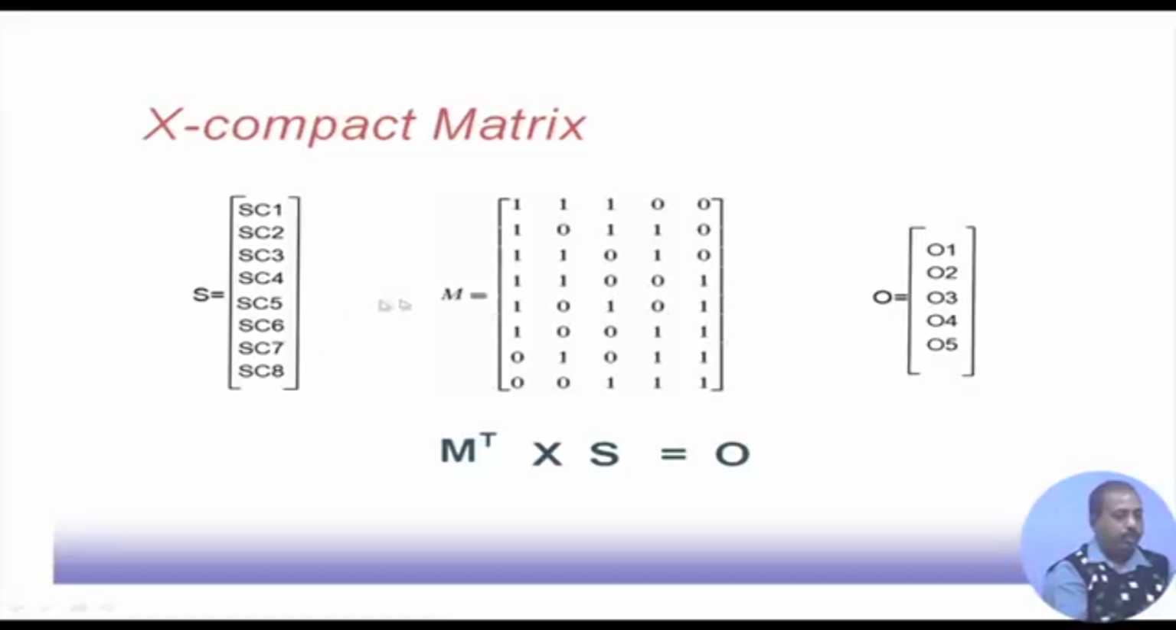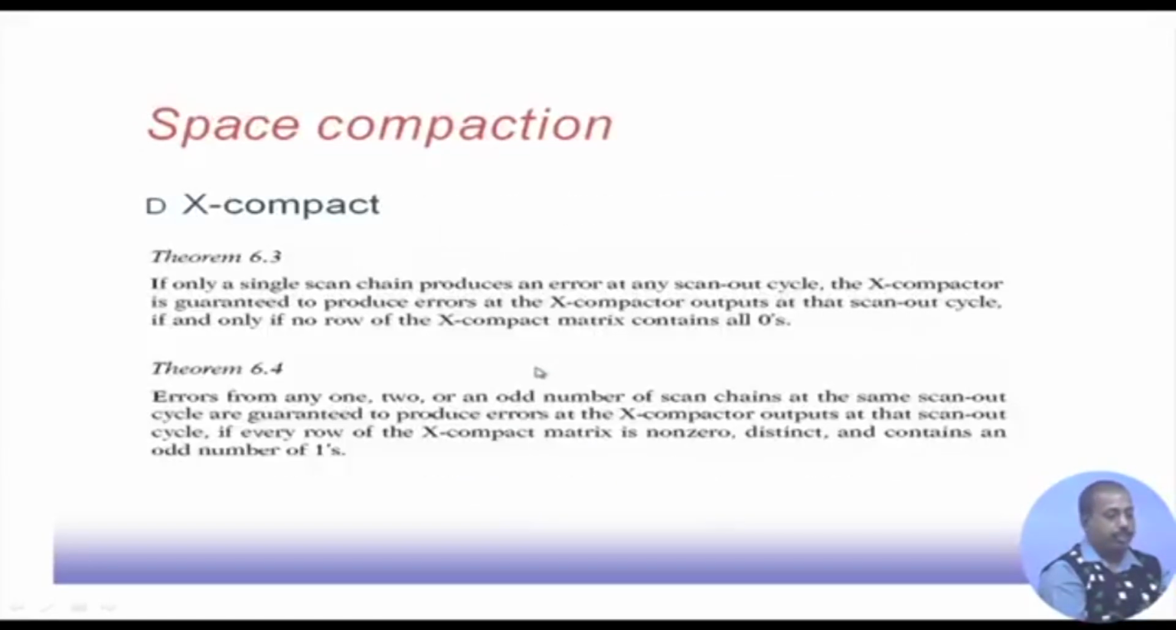So, this matrix also, if you take M transpose into S, what you are getting is that this particular column, 1 1 1, will get multiplied by this S, and that will be defining the O1. So, that is the structure of the X compact matrix. Now, it says that if the X compact matrix has got this property, that is, no row of the X compact matrix contains all zeros.